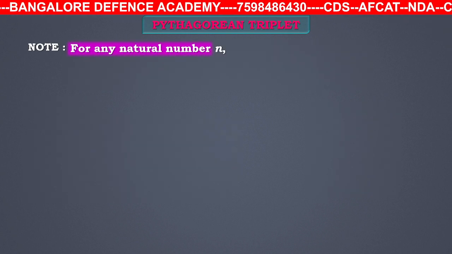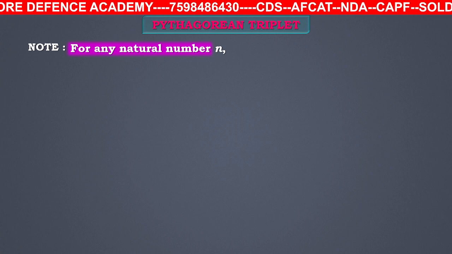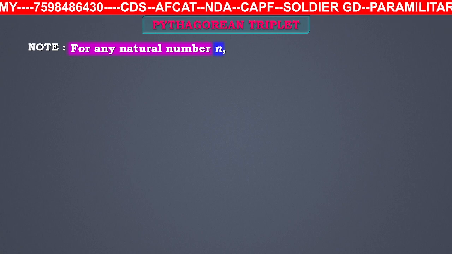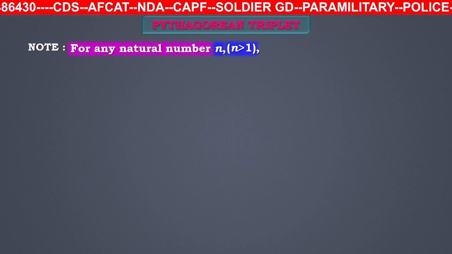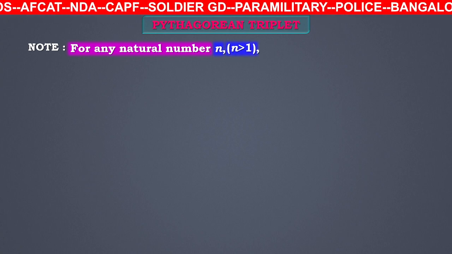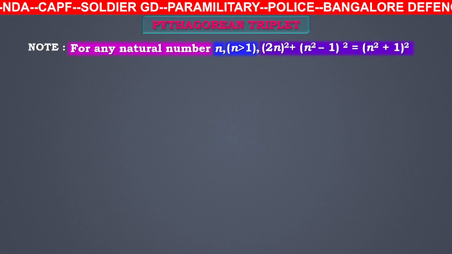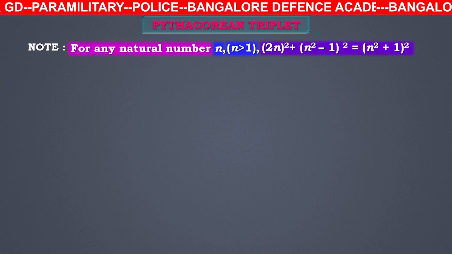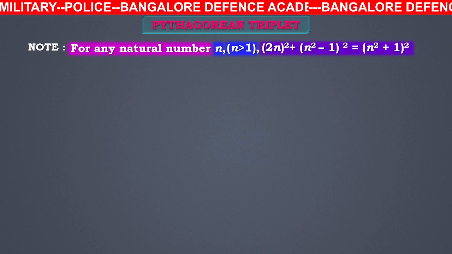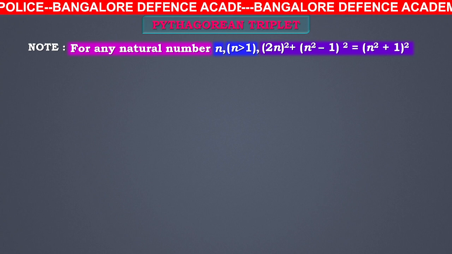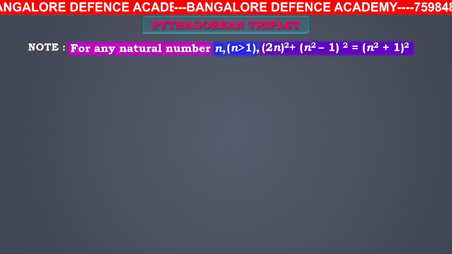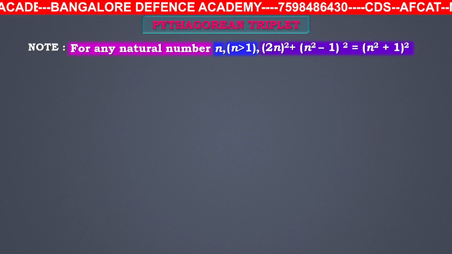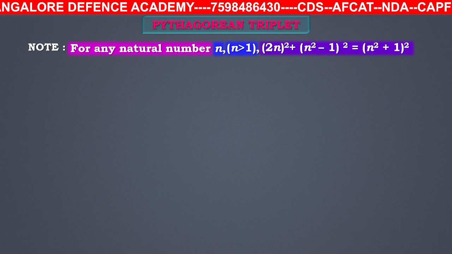Okay. Now let us try to understand, let us take any natural number n. So how to find the triplets for any natural number? The condition is n should be always greater than 1, and here this is the formula. You have to take down this formula in your notebook and keep this in mind. Many questions can be asked in your examination based on these formulas, and this will be helpful in future classes, to find any Pythagorean triplet. 2n square plus n square minus 1 the whole square is equal to n square plus 1 the whole square.